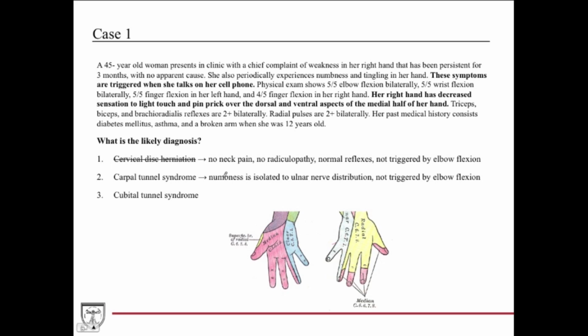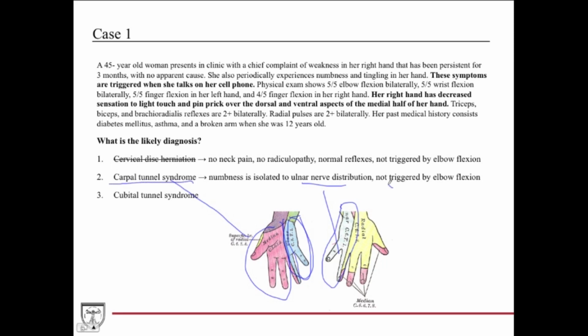Carpal tunnel syndrome is probably not likely as well, and the big reason here, your big clue, is that the right hand has decreased sensation to light touch and pinprick over the dorsal and ventral aspects. So this patient has numbness in this blue section here and then this kind of grayish section here. And these are both the ventral and dorsal aspects of the medial side of the hand, which is ulnar nerve distribution. And carpal tunnel is median nerve distribution. So it's not likely, because if the patient had carpal tunnel, they'd be feeling the numbness in this area. So it's not likely carpal tunnel.